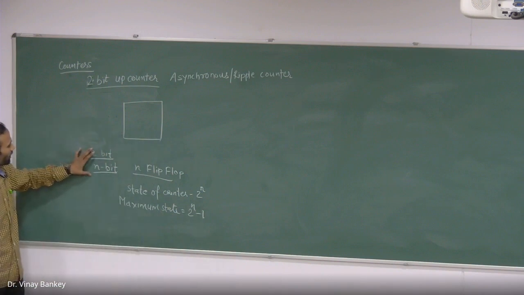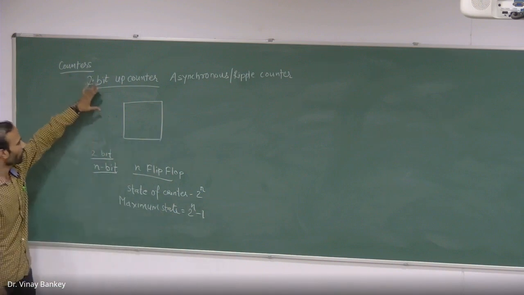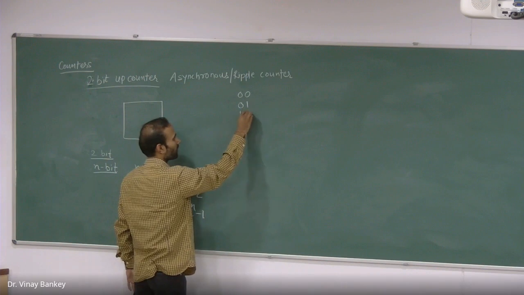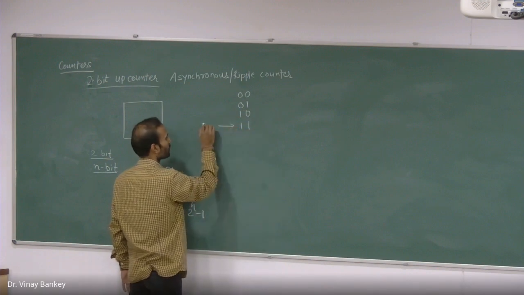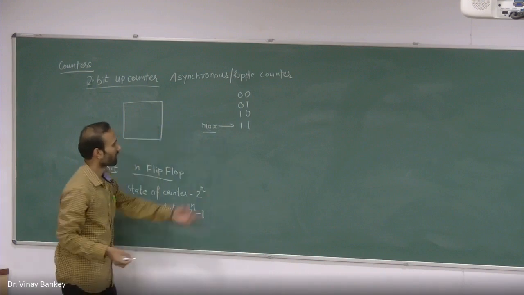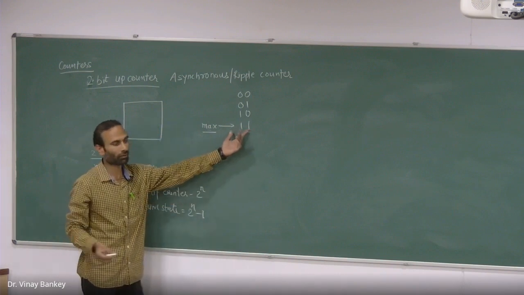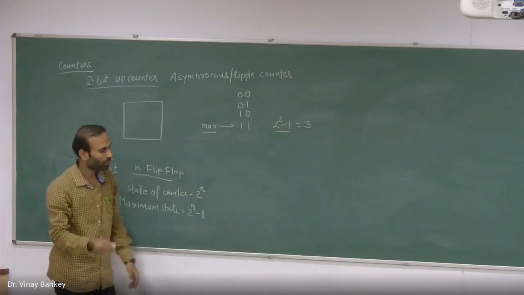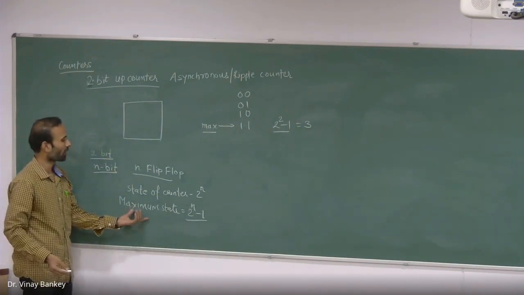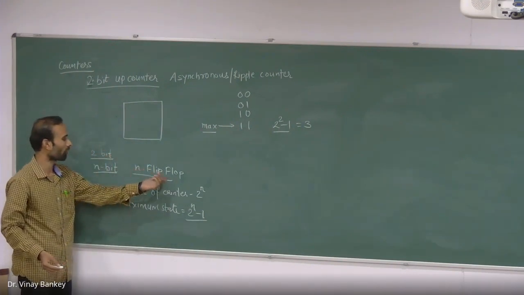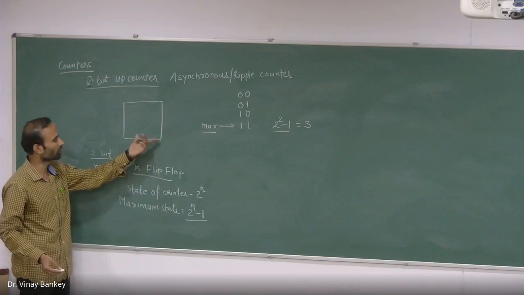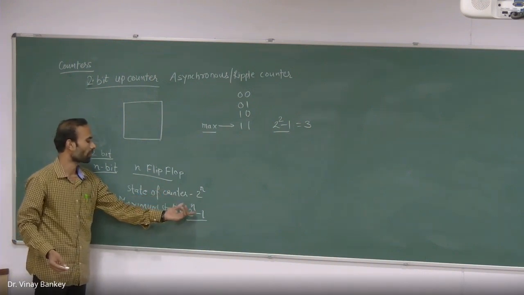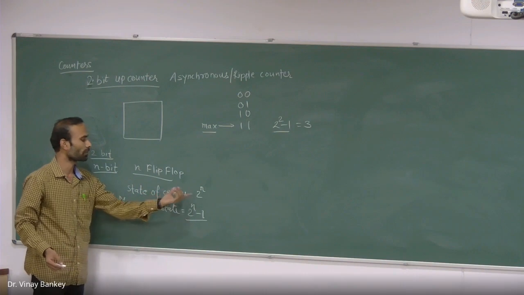So when I say 2-bit counter, it will be a 2-bit up counter. It will start from 0 0, 0 1, 1 0, and 1 1. So this will be the maximum state. What is the weightage of this? The weightage of this is 2 to the power 2 minus 1, that is 3. So with an n-bit counter, or n flip-flops, it can have a maximum state of 2 raised to power n minus 1, and the total number of states will be 2 power n.